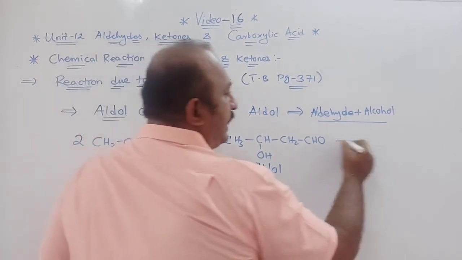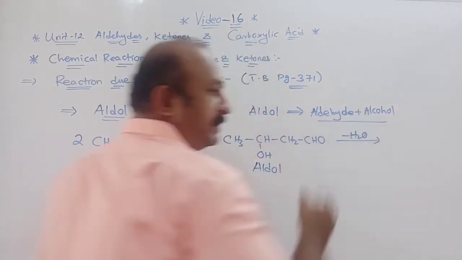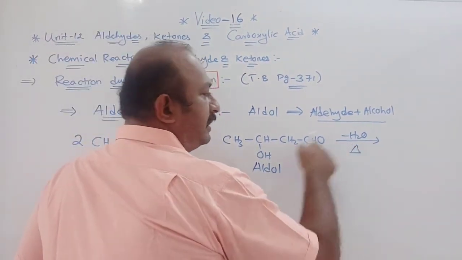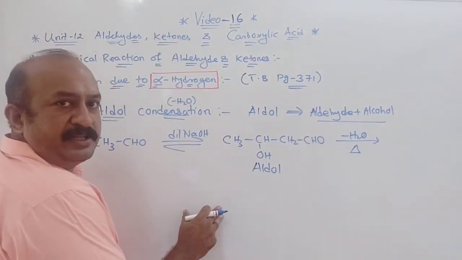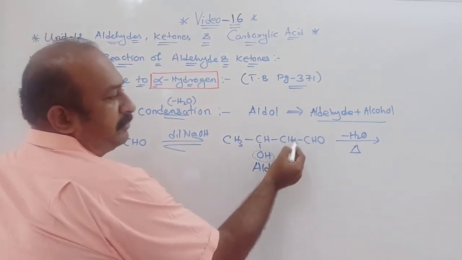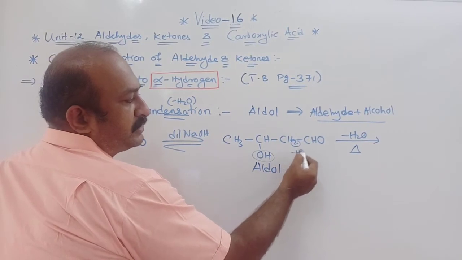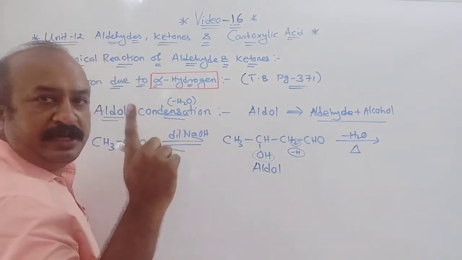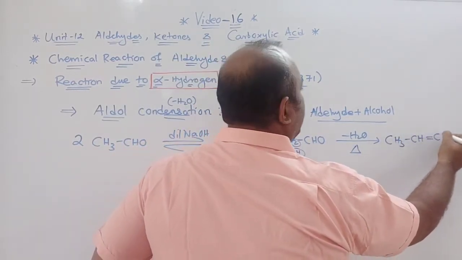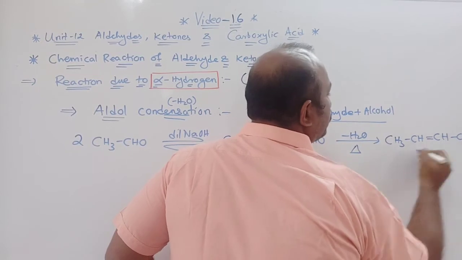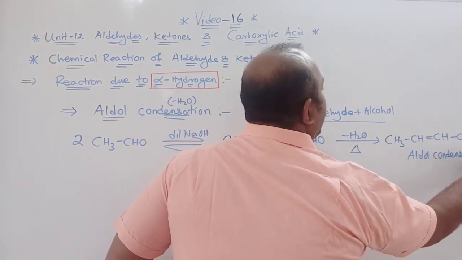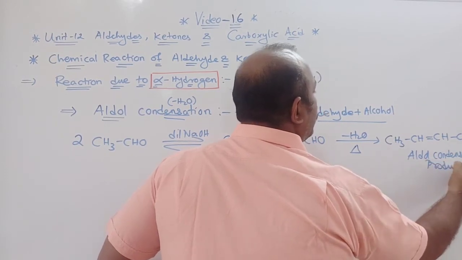Understood? And next, after removal of water, that is, if you heat this, water will be removed. From where is the water molecule removed? From here OH is removed, and from here the hydrogen is removed, only one hydrogen. So you will see CH3CH=CHCHO. This is your aldol condensation product. Which product? Aldol condensation product.